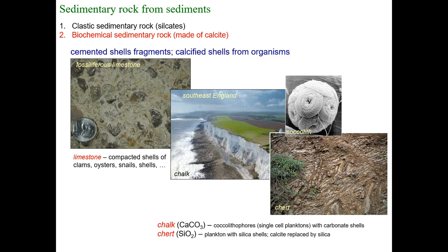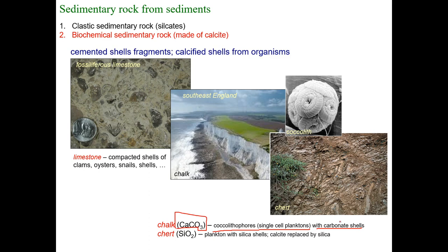So what all these rocks have in common is that they are composed of the bodies of microscopic organisms. Chalk, which is made of calcium carbonate, calcite, is composed of what are called coccolithophores, which are single-celled plankton with carbonate shells. We'll talk more about this later in the class, all the different kinds of plankton. You're going to know all the different kinds: coccolithophores, foraminifera, radiolarians, all this different stuff.